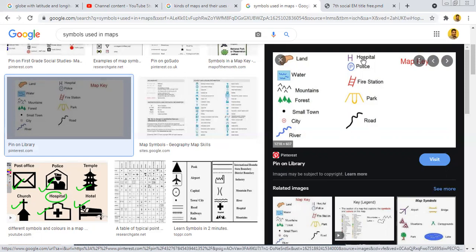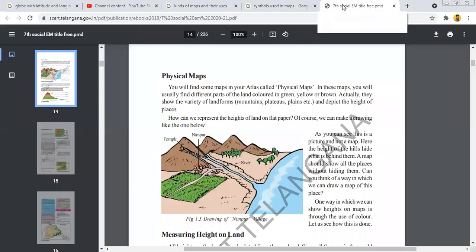Physical maps means we show the different land masses on the map with different colors. We use different colors to show the different physical objects, physical land masses on the map. For example, green, yellow, brown. For mountains we use brown color, for fields we use green. Like that we use different colors to show the different physical objects on the map.